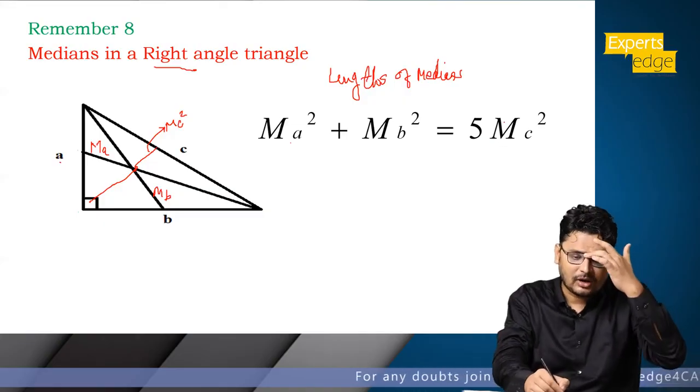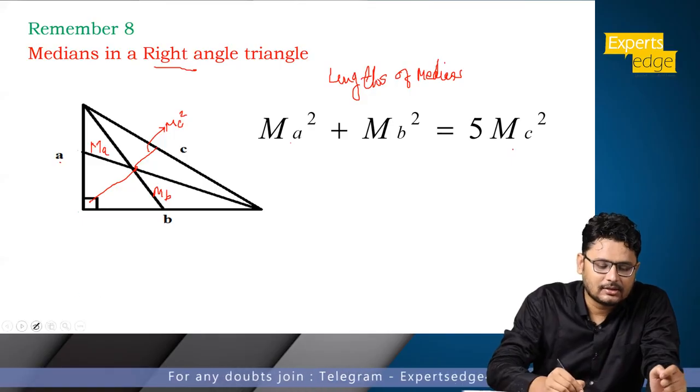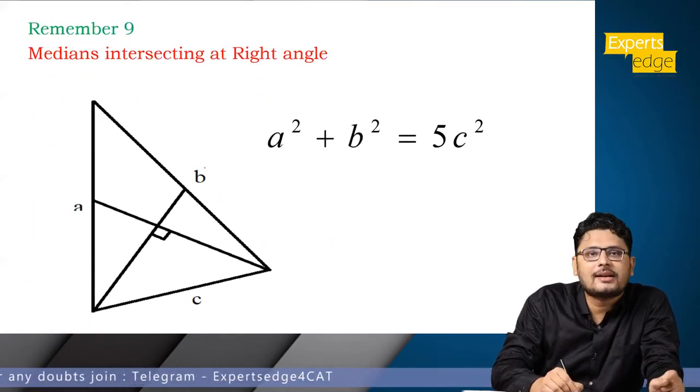Okay, what is MC? It is the median that is dropped on the hypotenuse. So please remember this. Next, what is it? If medians are intersecting at right angles.